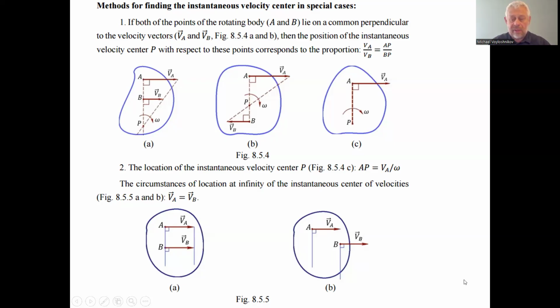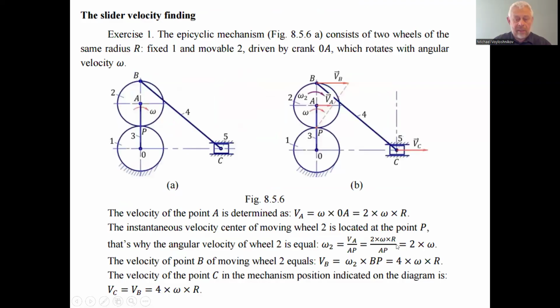The distance is, we divide the velocity by the angular velocity, and we have zero angular velocity. The distance from the point to the instantaneous center of velocity will be infinity. If you divide by 0, it could be an infinite distance to the instantaneous center of velocity.